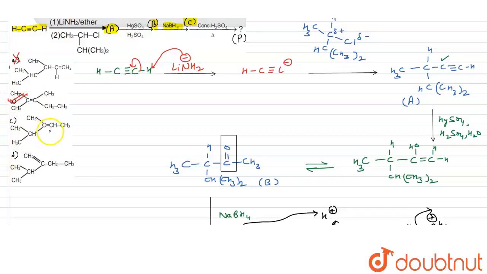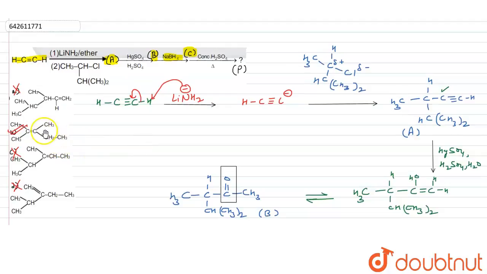And here, if you check, there is 1 methyl and 1 hydrogen, so this cannot be our answer. And here also there are no 2-methyl groups on one carbon, so this is not our answer. So we are left with the correct answer, that is option B. This is our major product, because it is the most substituted product. I hope this answered your question.